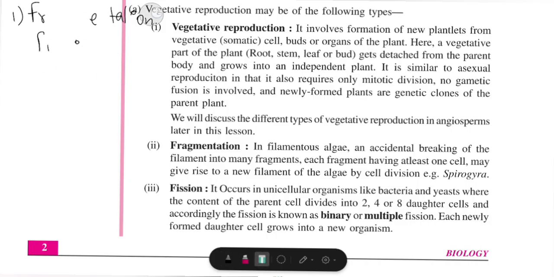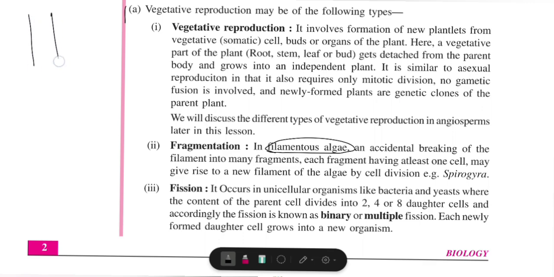So, fragmentation. It occurs in many different algae, but for example, we have filamentous algae. What do you mean by filamentous algae? Filamentous algae is basically algae that are in a filament form, in a straight line, vertical form. What is a filamentous algae example? We have Spirogyra. Spirogyra is one type of filamentous algae. It's something like this. What happens to this Spirogyra is there occurs an accidental breaking. Suppose I have here a, let me draw this again.